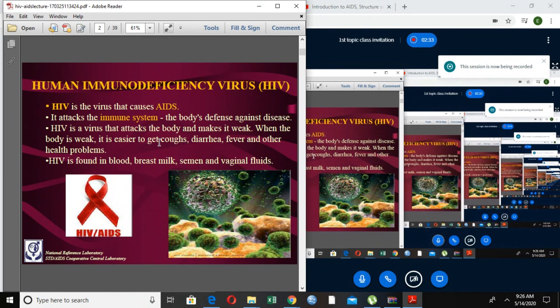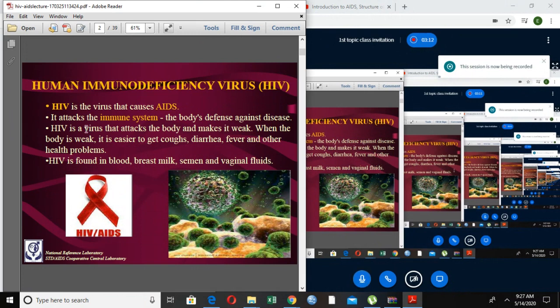So when the body immune system is attacked, it means that the body will not be able to prevent itself from getting attacked by other microorganisms that cause diseases, and by that the body becomes weak and is prone to get diseases like fever, cholera, diarrhea, and other health problems, diseases like TB, because the viruses or bacteria that cause all these diseases will easily attack the body now that it does not have any defense mechanism.